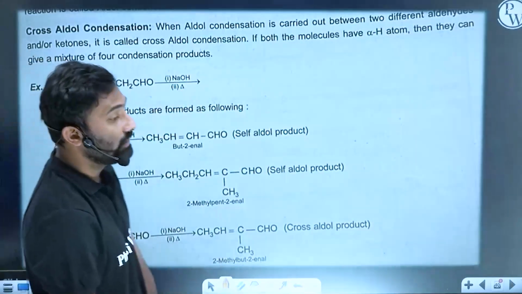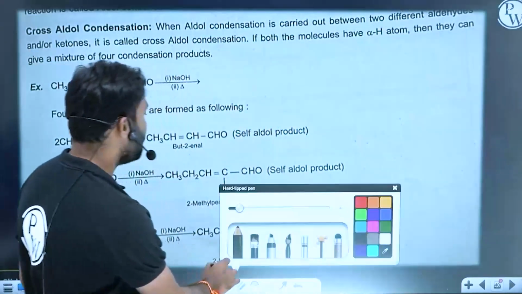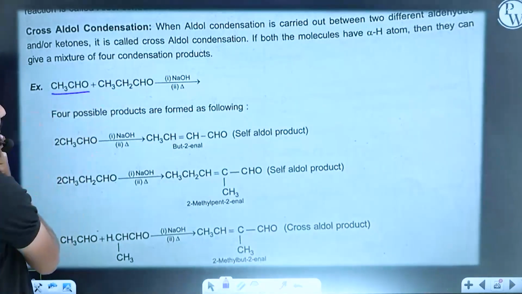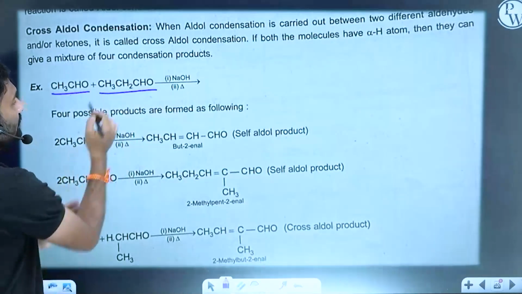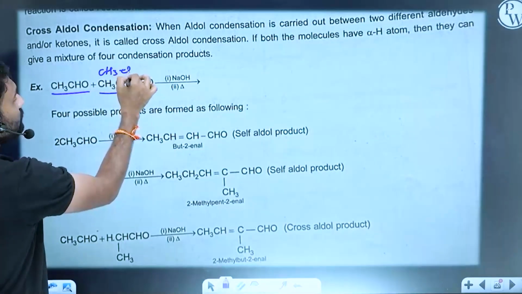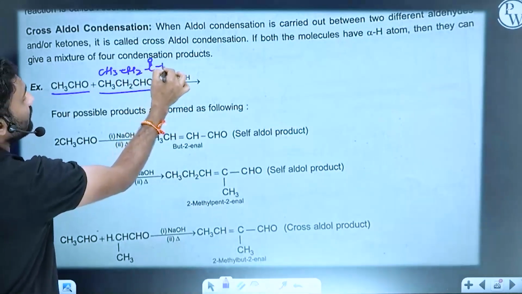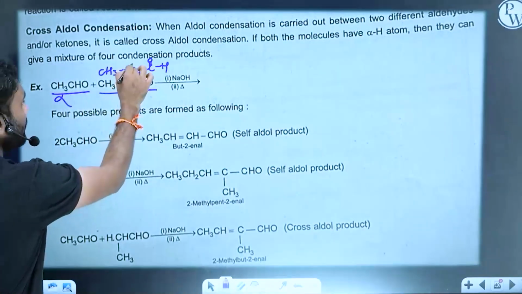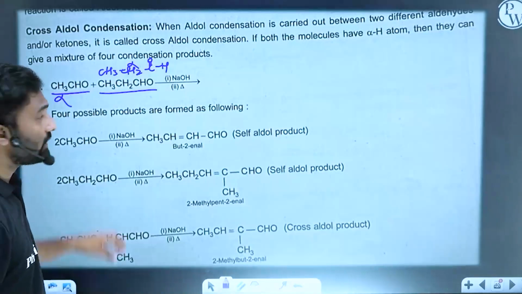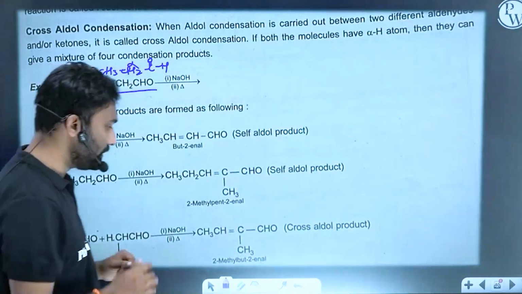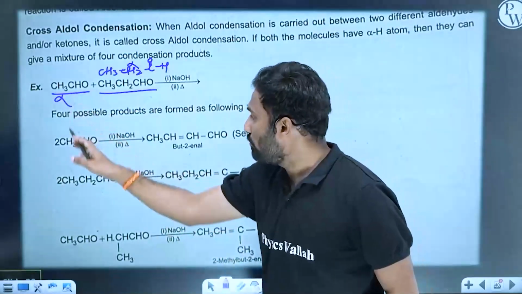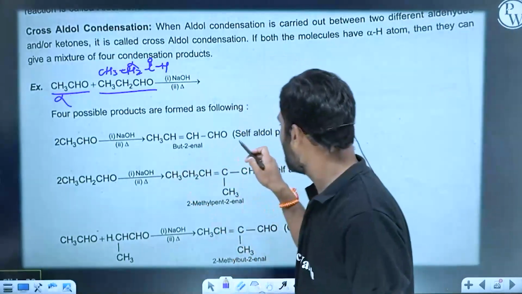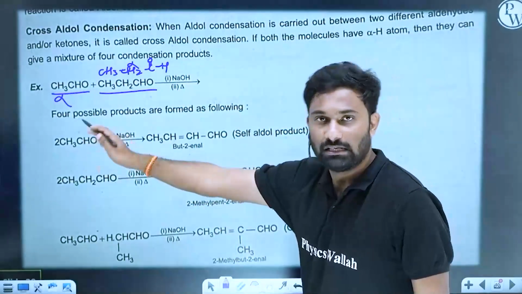Next, cross aldol. If they have given a cross aldol, what you have to do is first look here: what is this? This is acetaldehyde, and this is CH3 CH2 C double bond H. Now look here, this also has alpha hydrogens, and this also has alpha hydrogens. Both have alpha hydrogens. Now first what happens is 2 moles of acetaldehyde react to give the alpha beta unsaturated carbonyl compound, which we call a self aldol. 2 moles itself are reacting.